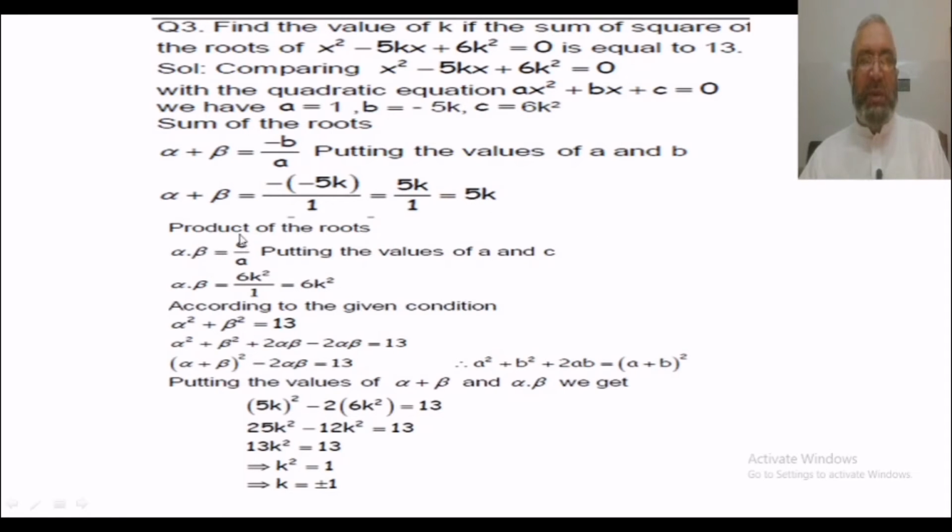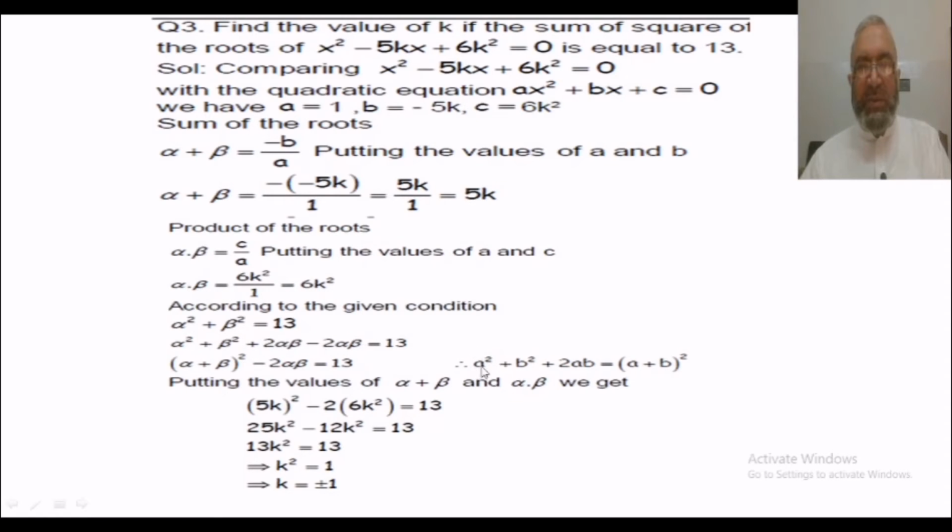Similarly, product of the roots, that is c by a. So putting the values of a and c, product of the roots is equal to the value of c, 6k square, and the value of a is 1. So that is equal to 6k square. Now according to the given condition, sum of the squares of the roots is equal to 13. So we write alpha square plus beta square is equal to 13. Now we will find the value of this expression using these two results, sum of the roots and product of the roots.